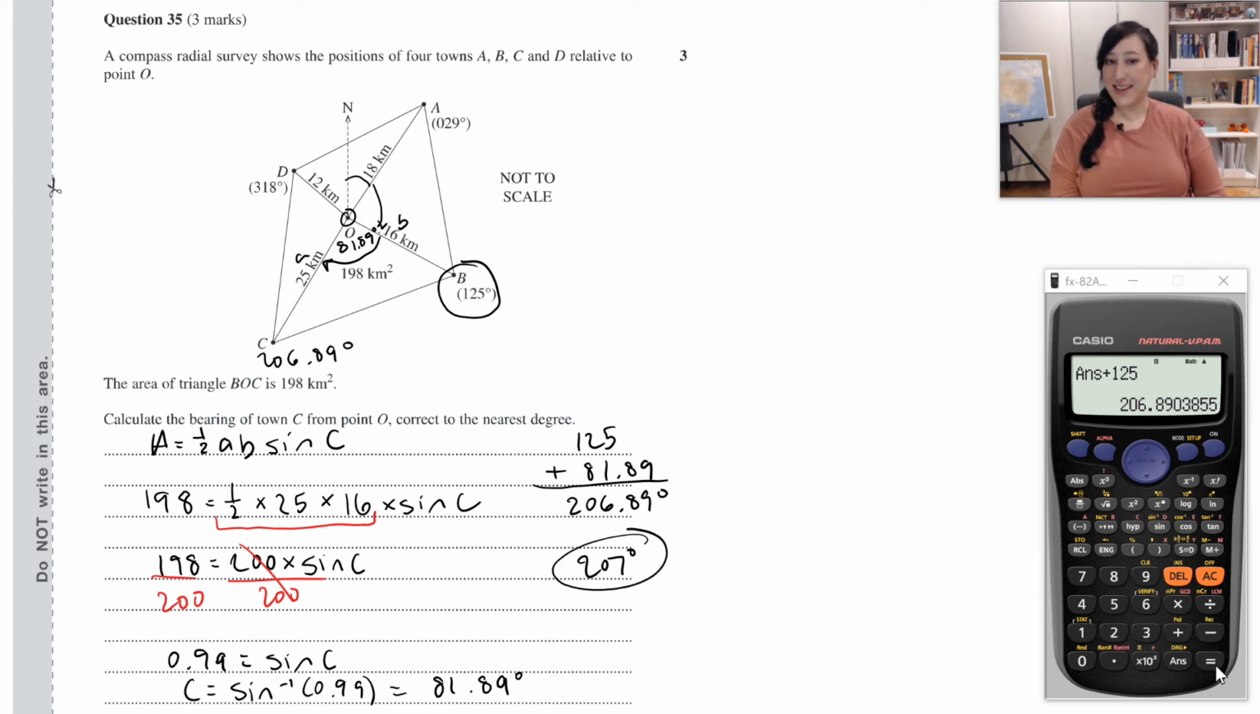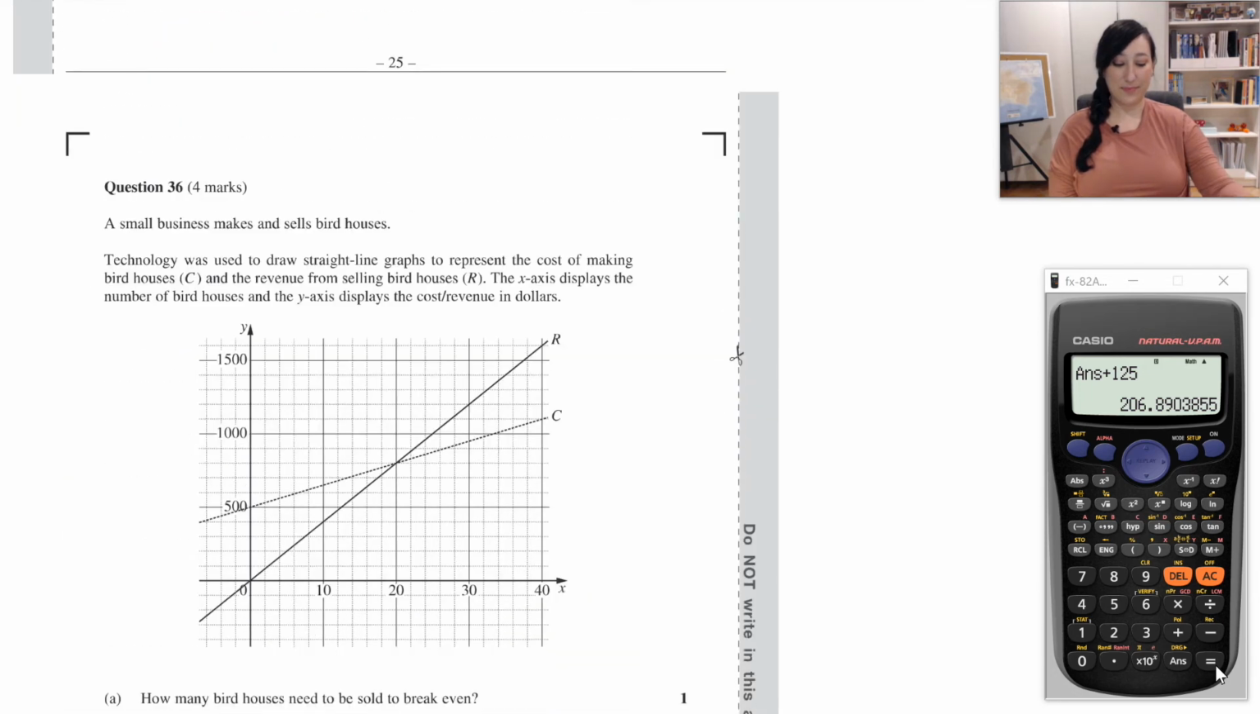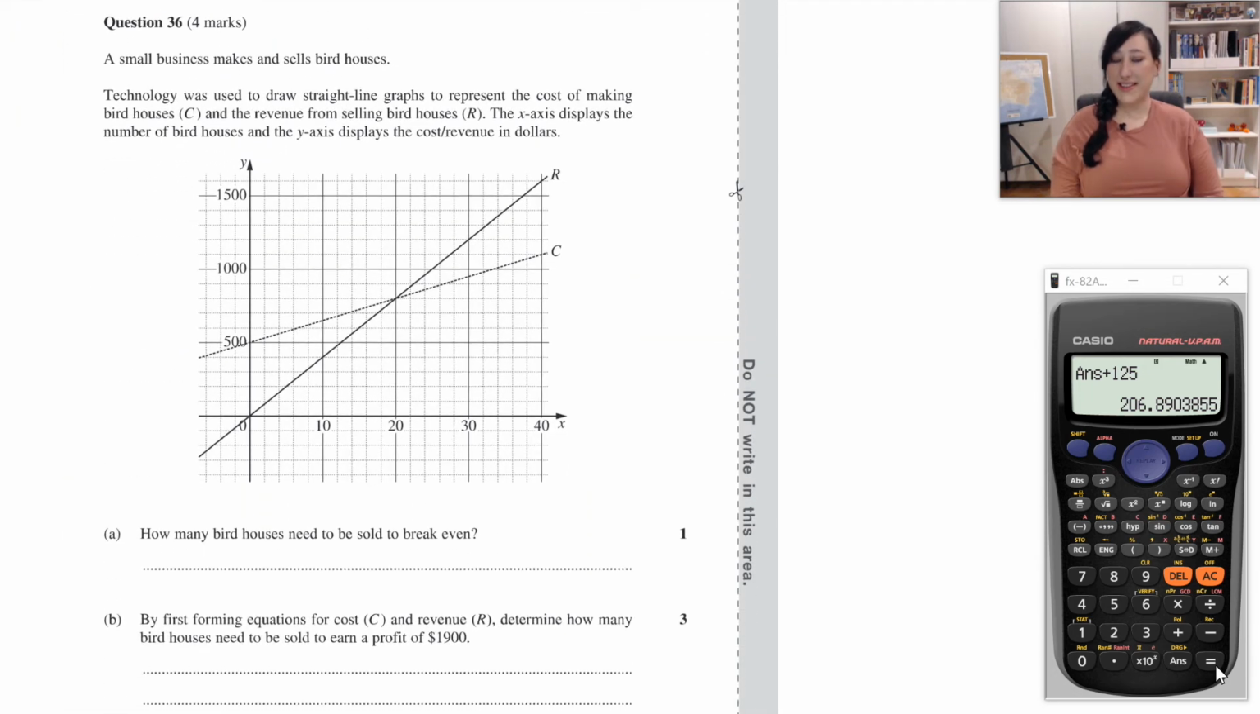Let's go to question 36. Question 36 says, a small business makes and sells birdhouses. Technology was used to draw straight line graphs to represent the cost of making birdhouses, C, and the revenue from selling birdhouses, R. The x-axis displays the number of birdhouses, and the y-axis displays the cost/revenue in dollars. We have a graph, and then part A says, how many birdhouses need to be sold to break even?